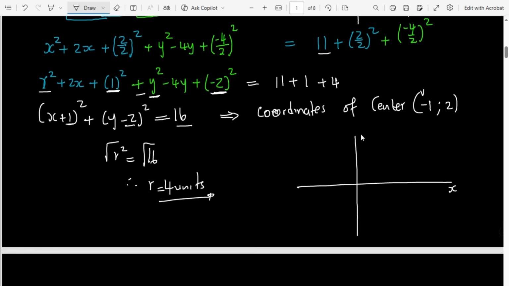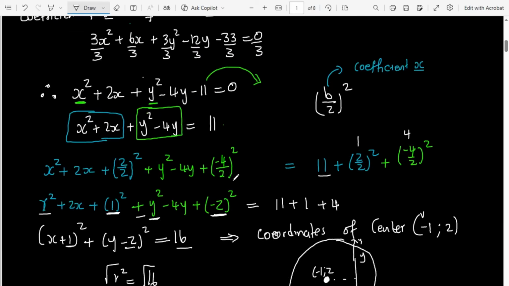Okay, we can plot that and try to draw the circle. This is my x, this is my y, and the center is minus 1 and 2. So it will be somewhere there. So that is the center. And then you can just draw your circle like that. Don't worry, I know it's not drawn to scale, but I'm just trying to give you a clue how the circle will look like. I hope you guys are having fun, because I'm also enjoying this on my side. So now let's work on another example.